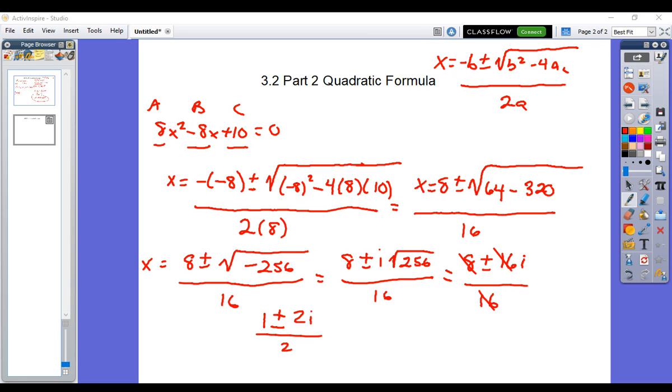Now, in your homework, it has them separated. If you leave them together like this, that's fine. But you should get this answer. So if we separate this, we get 1 plus 2i over 2, or 1 minus 2i over 2. All right. Hopefully this helps out.